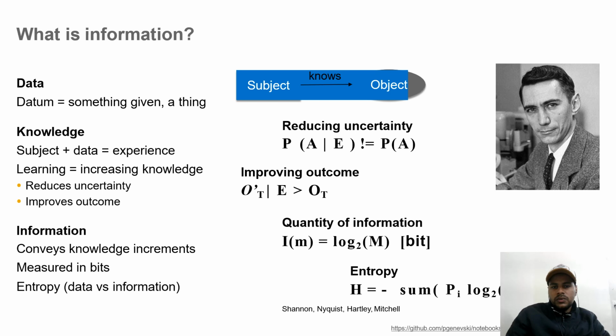So reducing uncertainty is equal to P(A|E) = P(A), the probability of A given E. Information conveys knowledge increments. Information is nothing but a knowledge increment. It is measured in bits, having entropy.